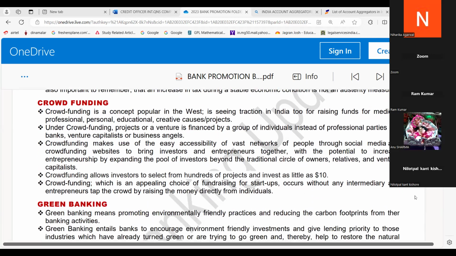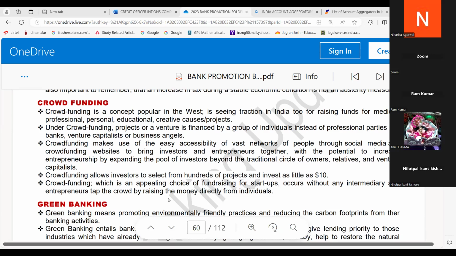It allows investors to select from hundreds of projects and invest as little as rupees 10. Crowdfunding, which is an appealing choice of fundraising for startups, occurs without any intermediary, and entrepreneurs tap the crowd by raising the money directly from individuals. I think it is similar to somebody raising money for some operation, something like that. Is it the same thing or something else?